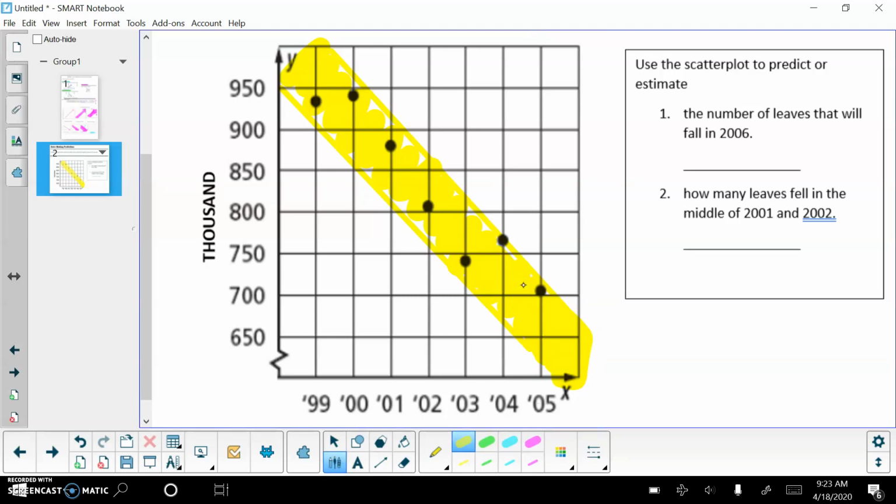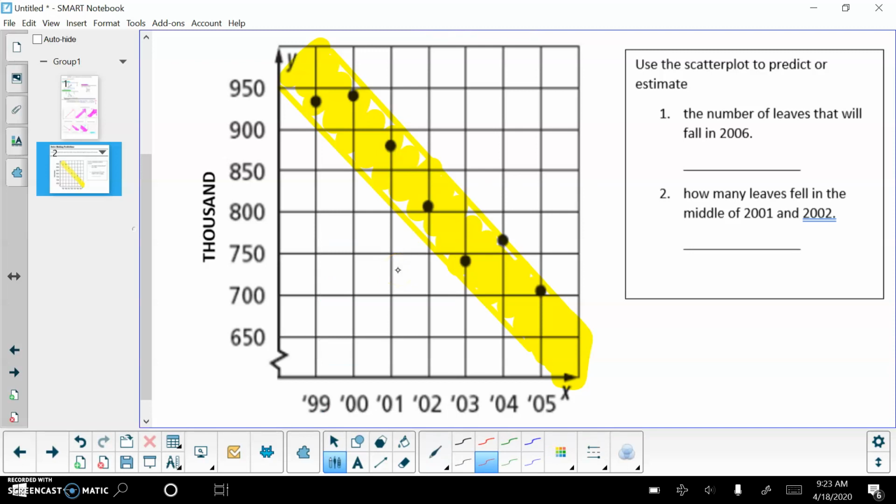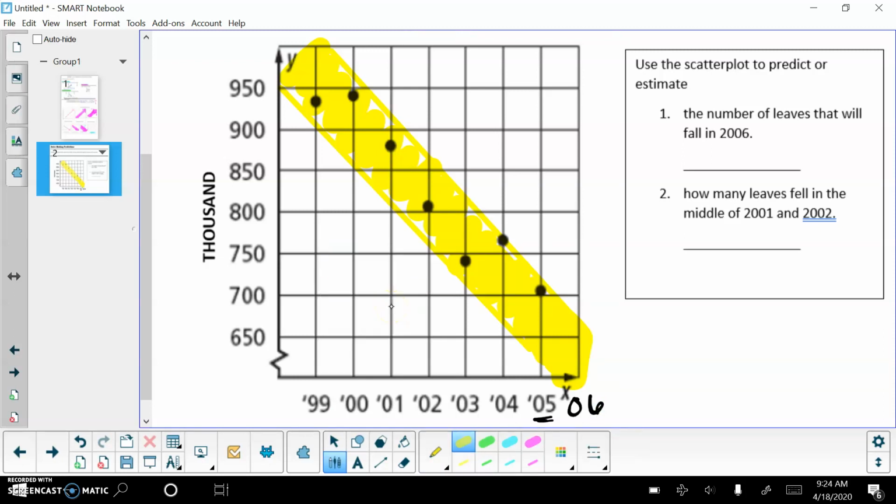Now I'm going to look at where 2006 would be. If I come back over here, I can see that the numbers for the years are on the bottom, on the x-axis. We've got 1999, 2000, 2001, 2002, all the way up to 2005. So the next line over would be 2006. I'm going to write that in, and I'm going to highlight that line in a different color. I'm going to highlight it in blue. This is the 2006 line.